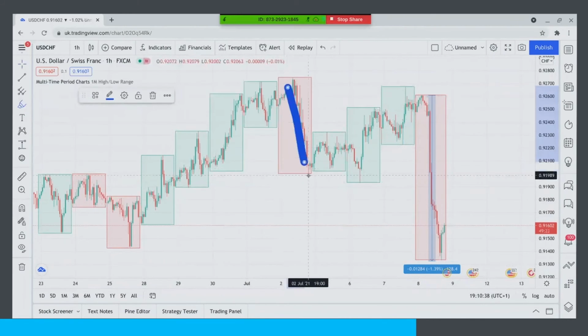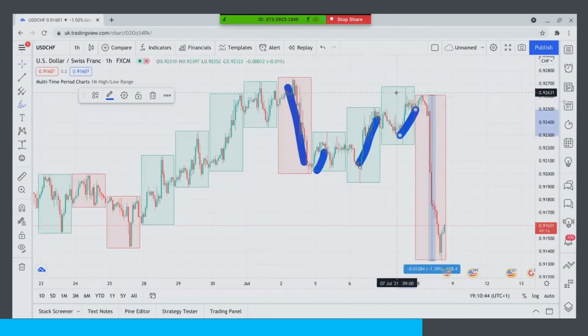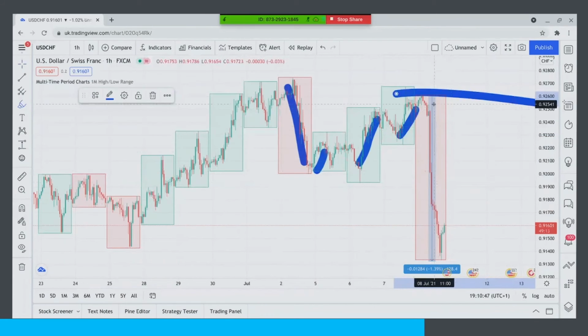Look at that. Friday, manipulation down. Monday, quiet, but we could consider it move 1, move 2, move 3. We found its high. Massive drop to the downside as move 1.